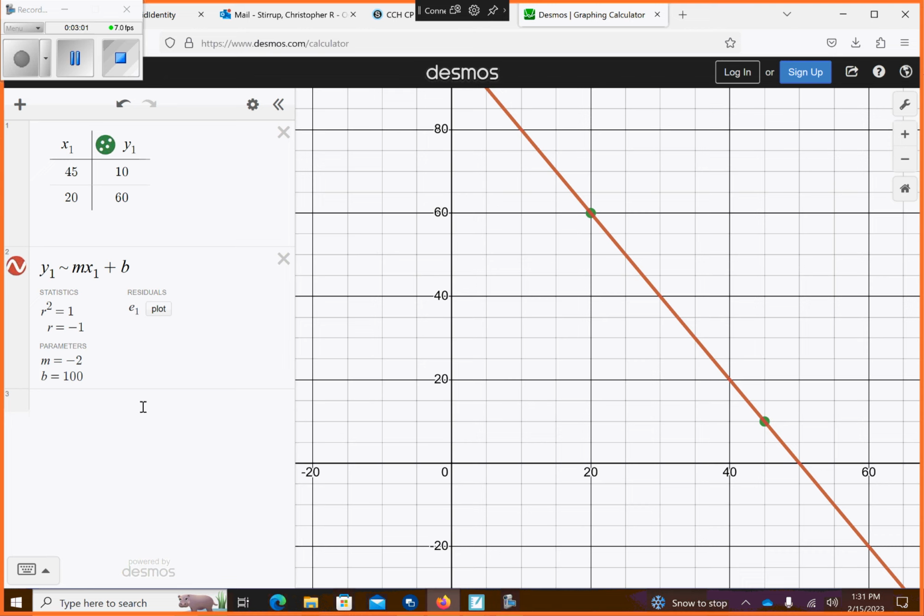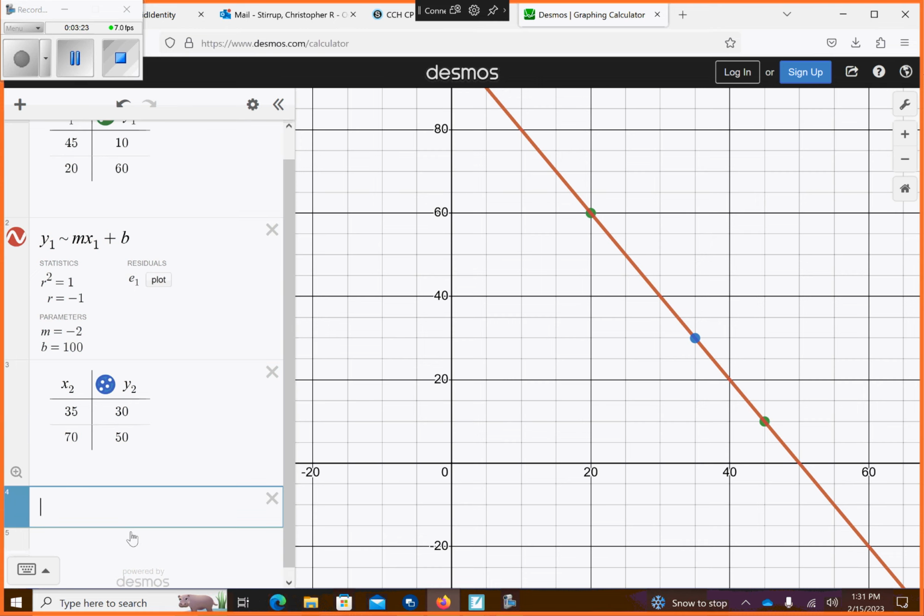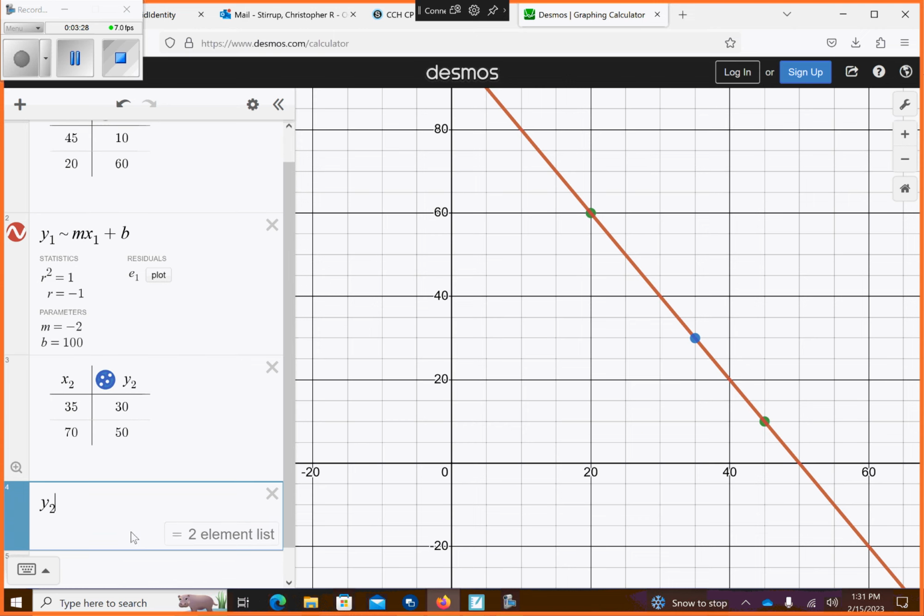Then I'm going to create another window. That will go to another table. Yeah, it worked. All right, so 35 at 30, and 70 at 50. And then I'm going to make another equation. So rather than using y1, I'm going to use y2 tilde.